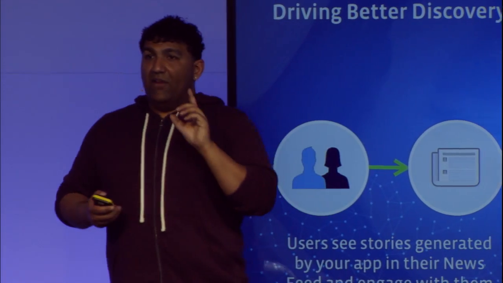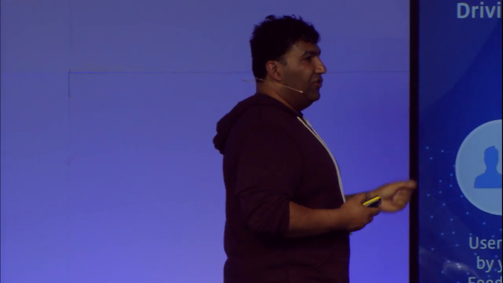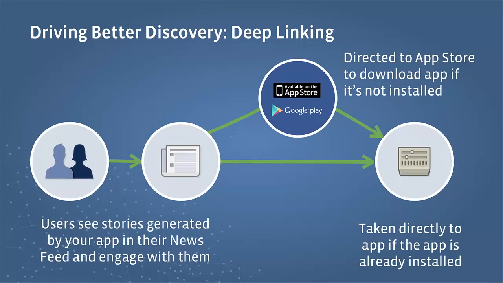And when they click on that, what's going to happen? You want to enable deep linking so that when they engage with that story, they come to your app. And if they don't have your app installed on their device already, they go to the App Store where they're now given an opportunity to download your app. This is how you drive the organic growth that's necessary inside your apps.